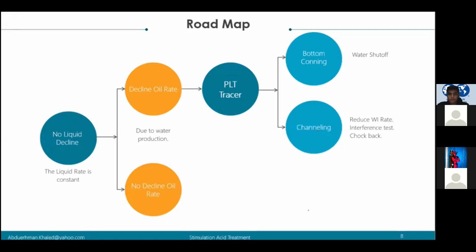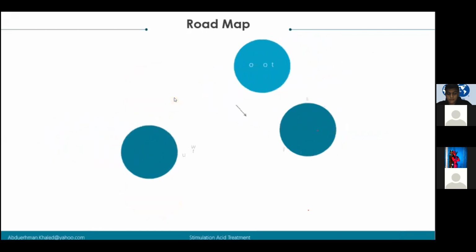And according to that, we might need to reduce or choke back the nearby injectors, and of course that by keeping an eye on the reservoir pressure and monitoring the optimum voidage replacement ratio. So this is in the case of we have no liquid decline, but we have an oil decline. This is the first category.